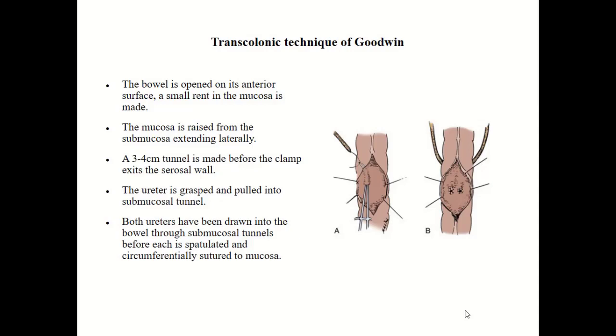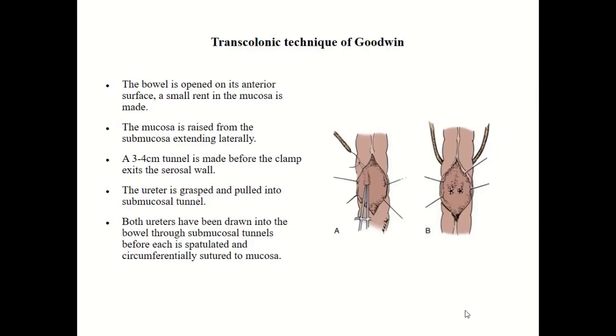Transcolonic technique of Goodwin. In this, the bowel is opened on its anterior surface. A small rent in the mucosa is made. The mucosa is raised from the submucosa extending laterally. A 3 to 4 centimeter tunnel is made before the clamp exits the serosal wall. The ureter is grasped and pulled into the submucosal tunnel. Both ureters are drawn into the bowel through the submucosal tunnel before each is spatulated and circumferentially sutured to the mucosa.